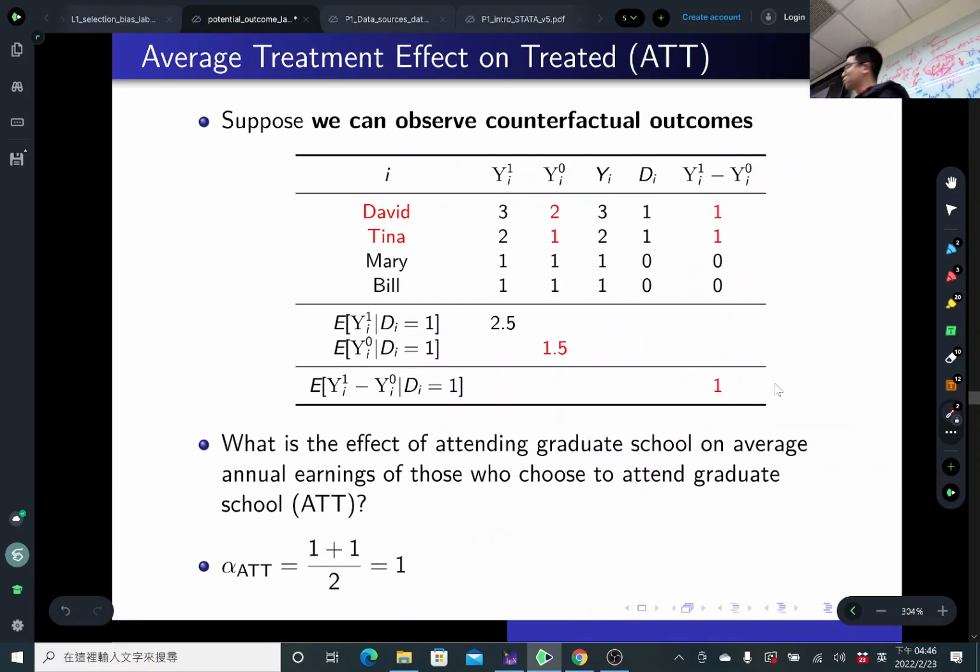If we could observe the counterfactual outcome, we would know that on average, if they do not go to grade school, they can earn 1.5 million dollars. So the causal effect for the treatment group in this case is 1 million NT dollars. They can get an extra 1 million NT dollars if they go to grade school, compared to not going.